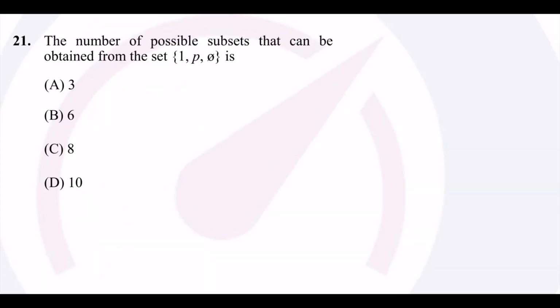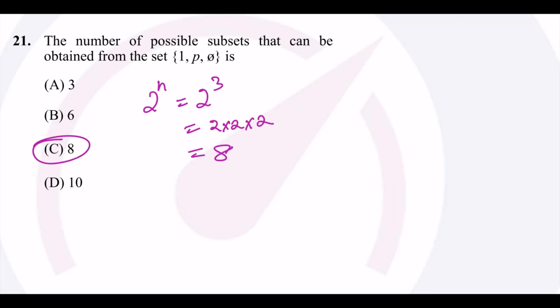Question 21, the number of possible subsets that can be obtained from the set 1, P and that symbol that looks like an empty set is, alright, now normally we use the formula 2 to the n, where n is the number of elements in the set. So we have 3 elements in the set, so we have 2 to the third, and 2 to the third is 2 times 2 times 2, which gives us 8.